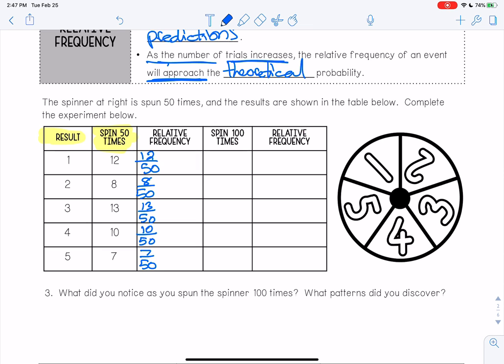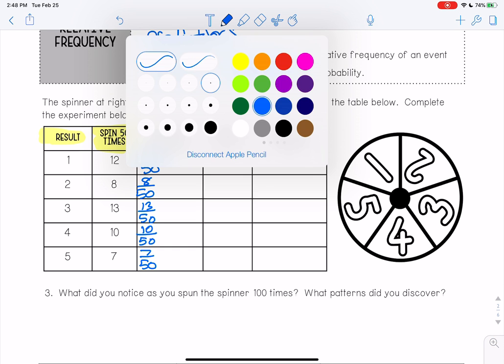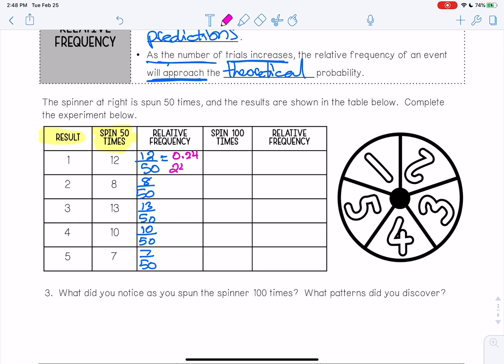But we want the relative frequency, so we want the percentages. So 12 divided by 50 is going to equal 0.24 or 24%. Actually, let me do that in a different color. So 0.24 or 24%. Okay, so 8 divided by 50 is 0.16 or 16%. 13 over 50, that's going to be 0.26 or 26%. 10 over 50 is going to be equal to 0.2 or 20%. And 7 over 50 is going to equal 0.14 or 14%. Okay, so that's a relative frequency.